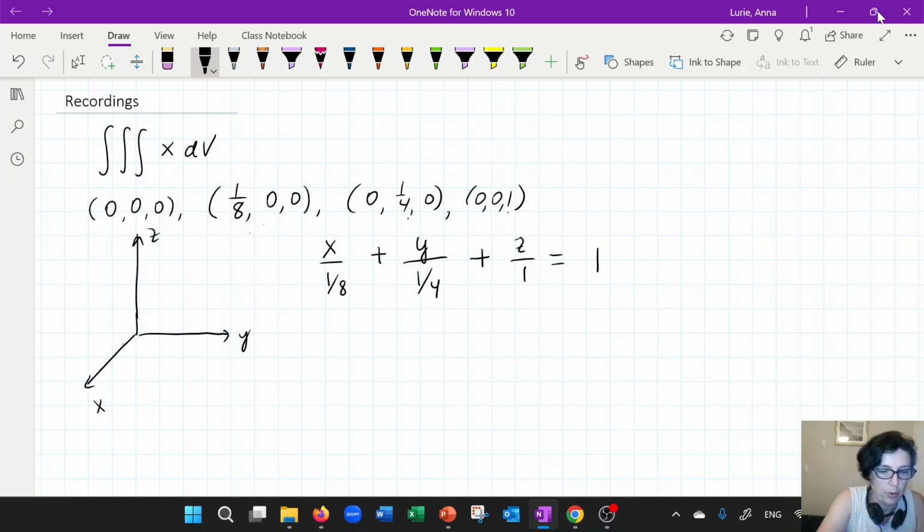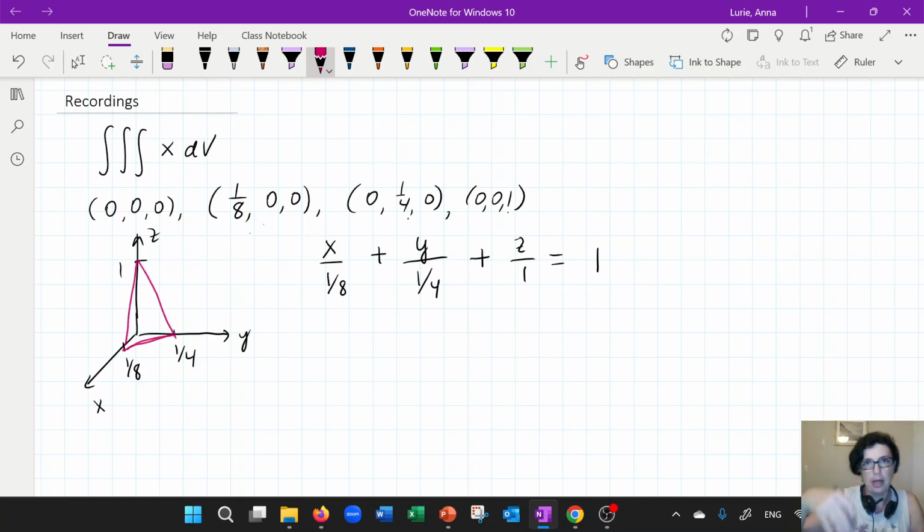So this plane goes through 1/8 over here, 1/4 will be over here, and maybe somewhere over here will be 1. So this is your tetrahedron. It consists of this triangle, right? And also the triangles that are part of the coordinate planes, xy, xz, yz, right? Okay, so that would be the equation of the plane, and then you have to solve this for z.